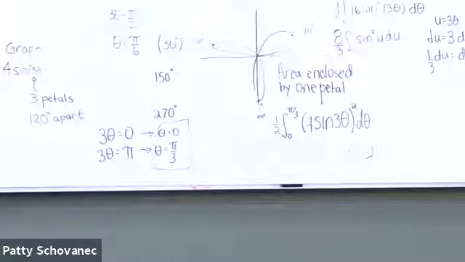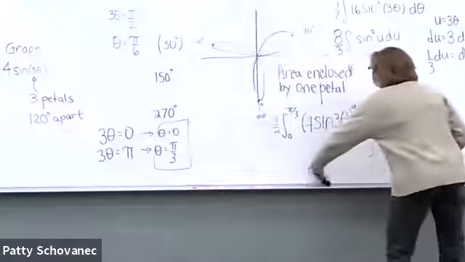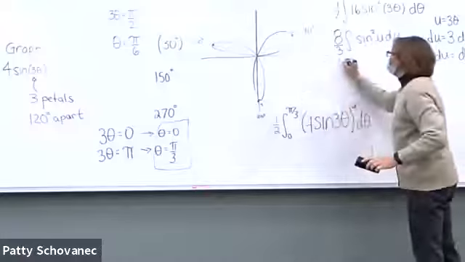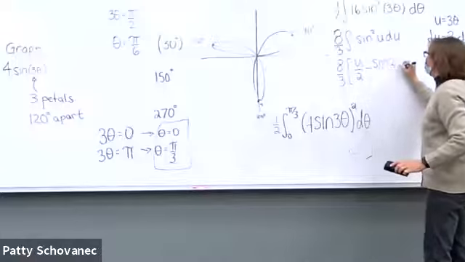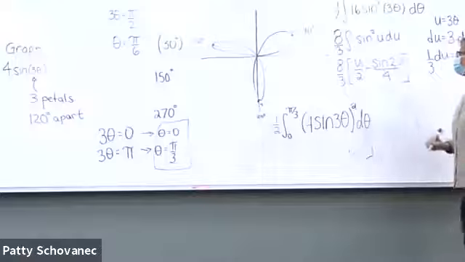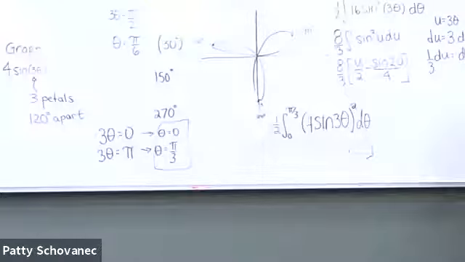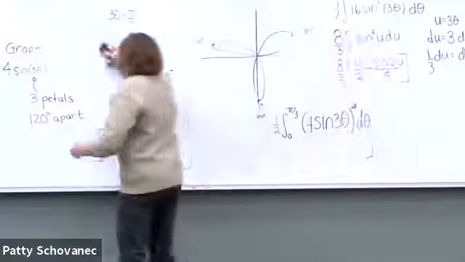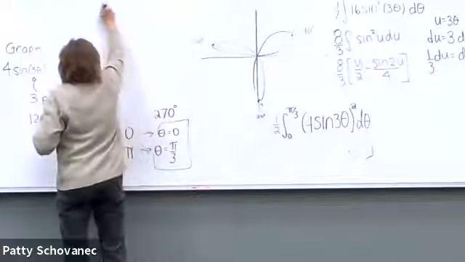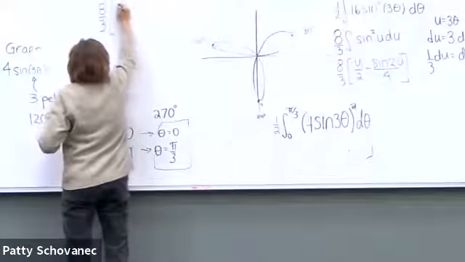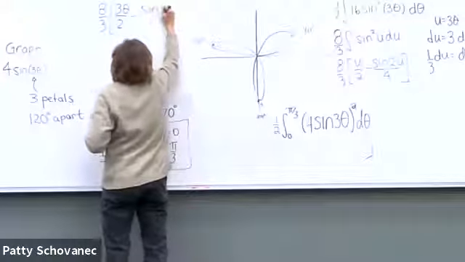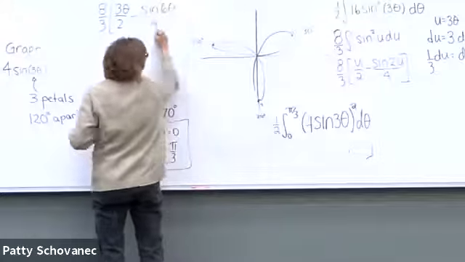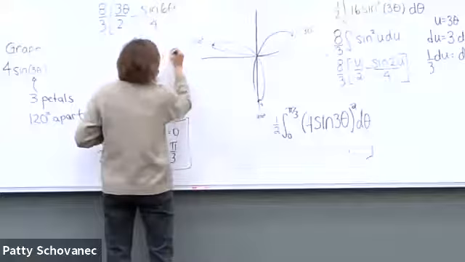All right, what's the formula for the integral of the sine squared of u? U over 2 minus sine of 2u over 4. So 8/3 times u over 2 minus the sine of 2u over 4. Each u is 3 theta. And so we have 8/3 of 3 theta over 2 minus the sine of 6 theta over 4 from 0 to pi thirds.